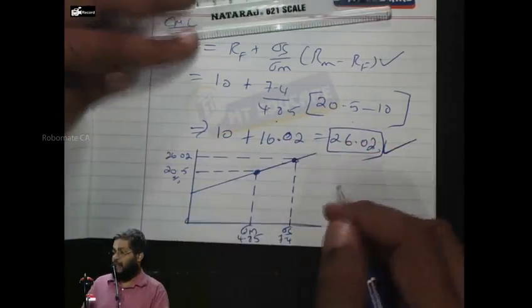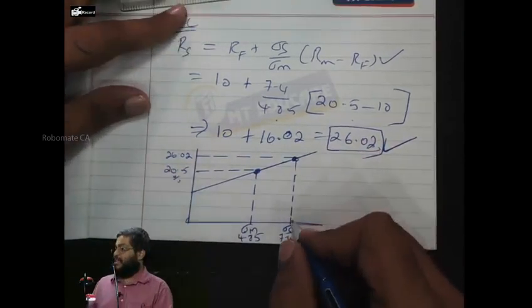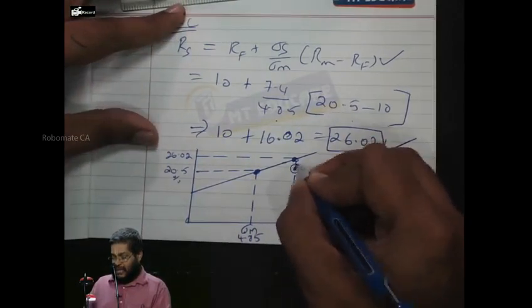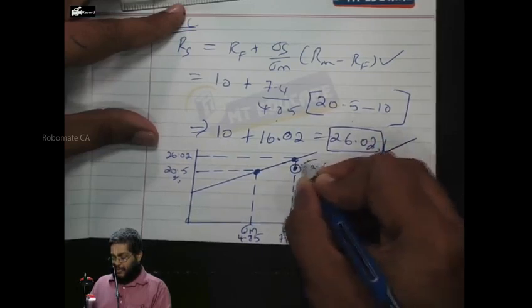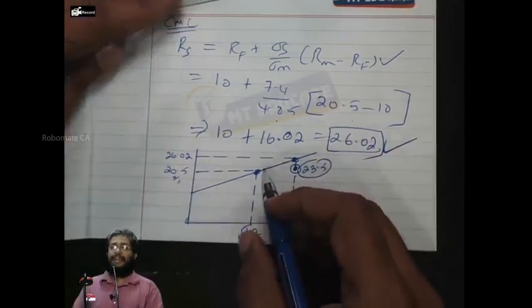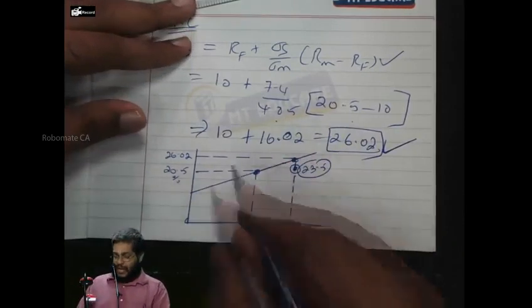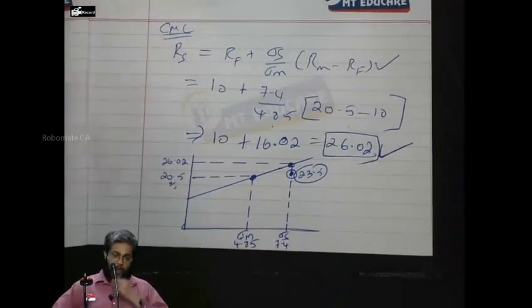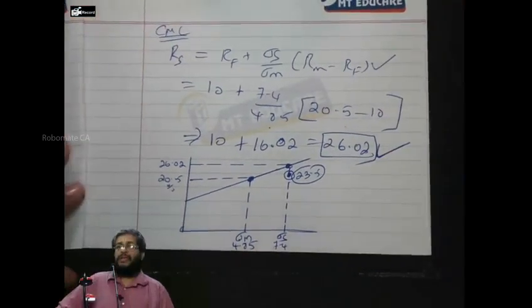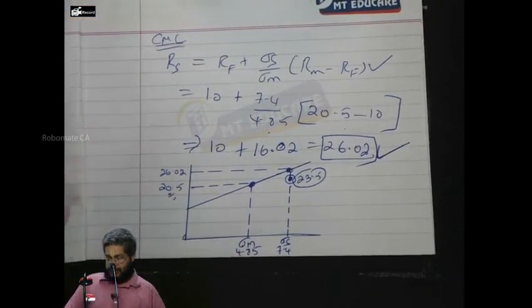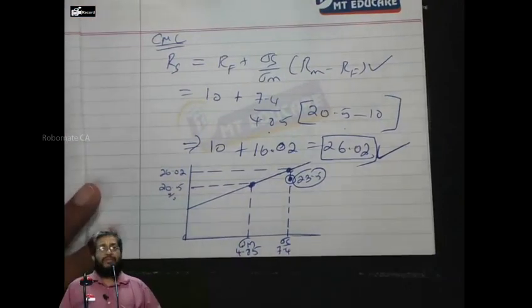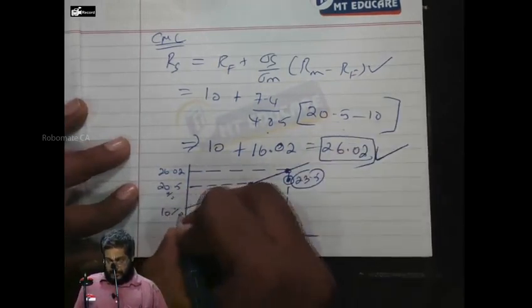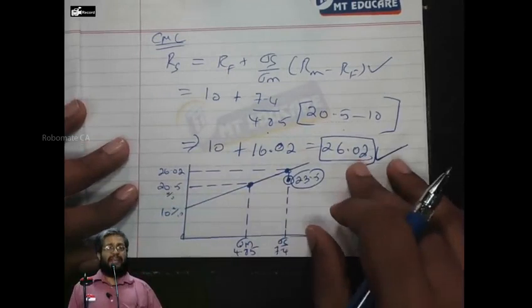But for the 7.4, the share is giving only 23.5%. Somewhere here it is giving the return. It is falling below CML. If this is an efficiency frontier, the security is inefficient. It falls below CML. So this line is called the capital market line, and this is the risk-free rate of 10%. Everybody, can I proceed or not?